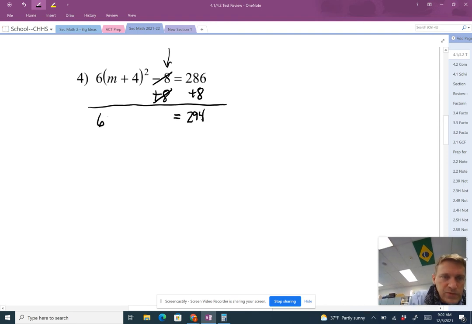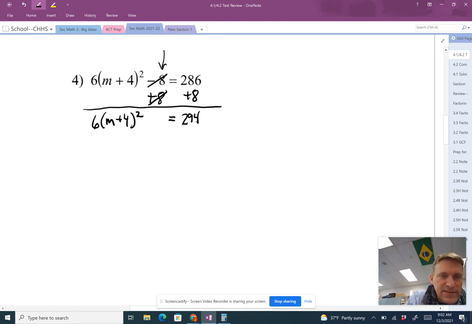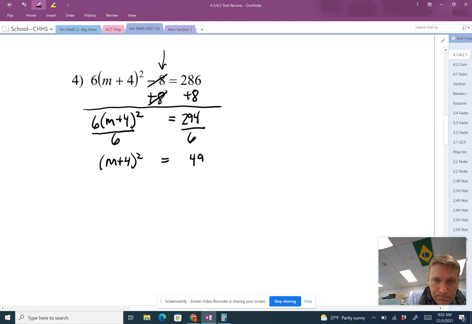On the left, it leaves us with 6 parentheses m plus 4 squared. And then that 6 that's outside those parentheses is multiplication. So the opposite of multiply is divide. We divide both sides here by 6. And that leaves us with m plus 4 squared equals 49. Now we have the squared part alone. We're going to take the square root of both sides.